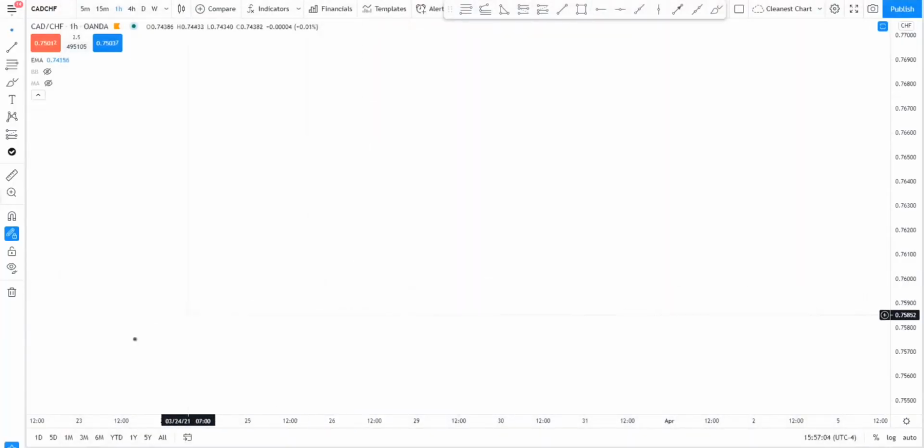Welcome back, traders, and the first thing we're going to do is go over a brief overview of the three break and retest patterns you're going to be learning today, just so you have an idea of what they actually look like. The first break and retest pattern we're going to be learning is the trend continuation break and retest pattern. That looks something like this.